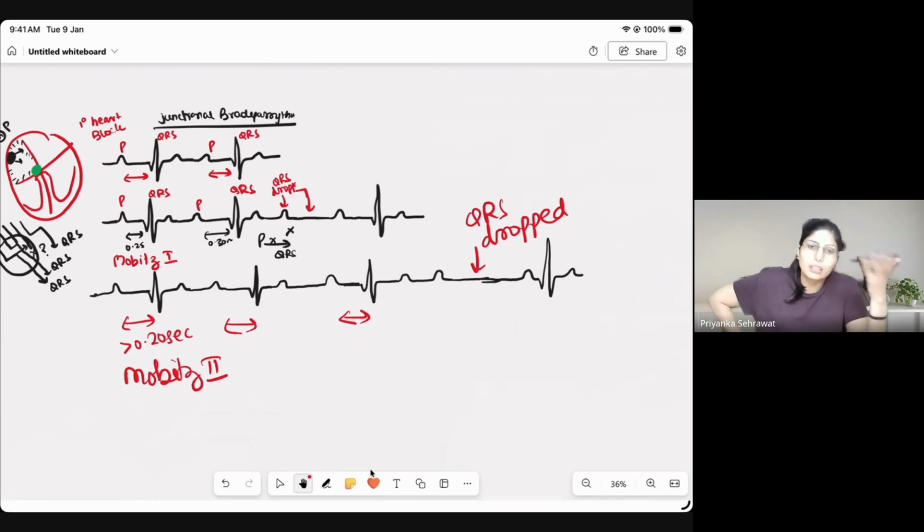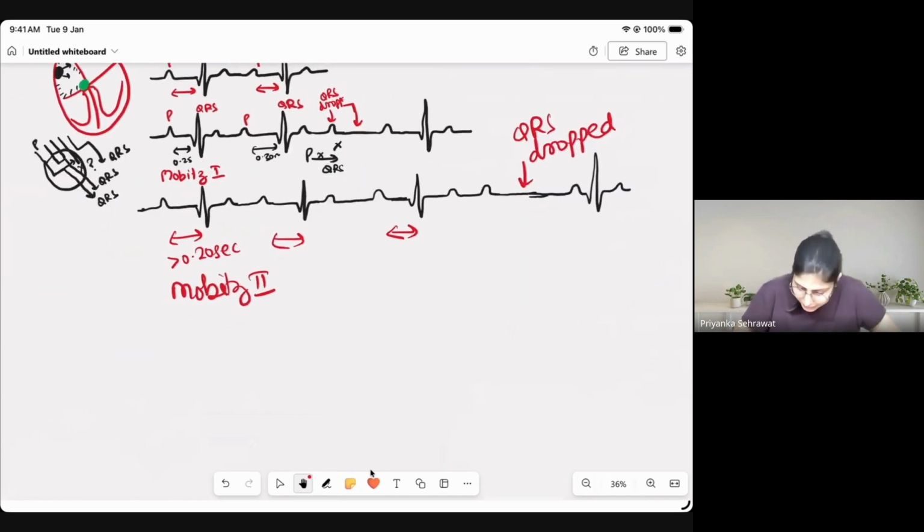Now what happens in a third degree heart block? AV node और ज़्यादा block हो गया. जैसे हम adenosine देके करते हैं ना, we give adenosine. For few seconds AV node gets completely blocked and PSVT gets treated, right? Because the conduction from the atria to the ventricle stops completely. So what happens in third degree heart block?